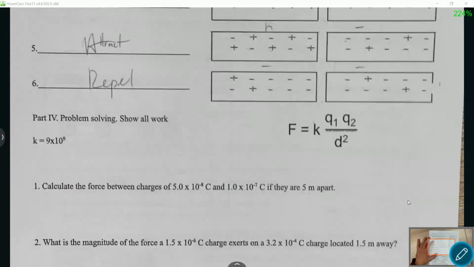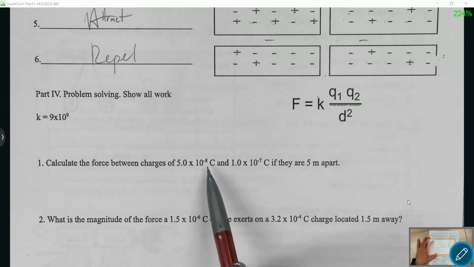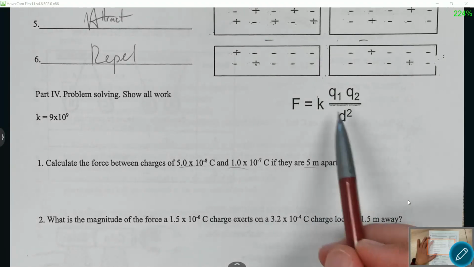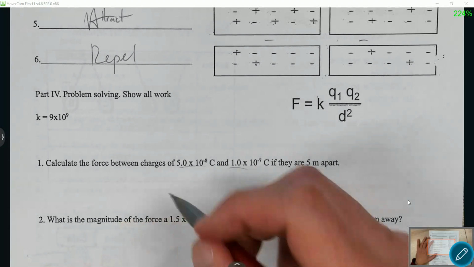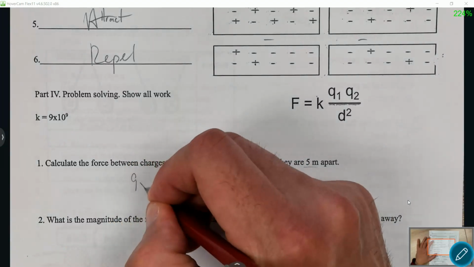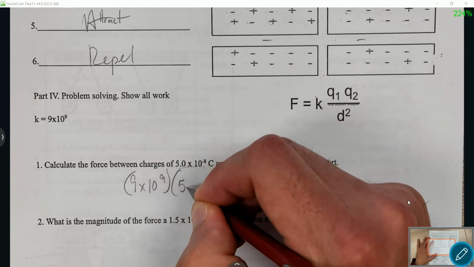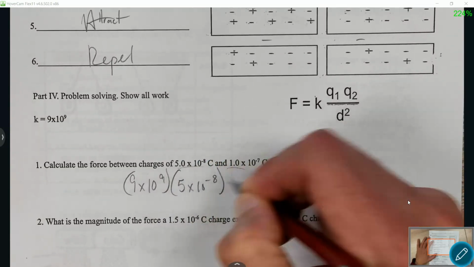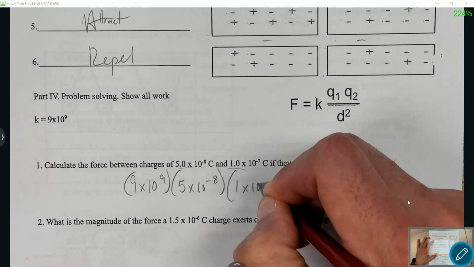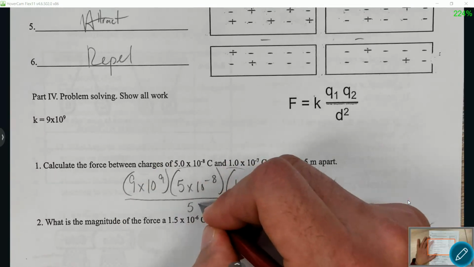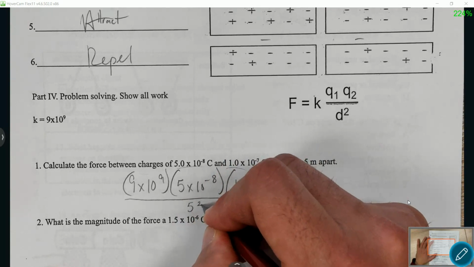Okay, in this one, guys, you literally have your 2 charges. Charge of the first, charge of the second, and then the distance apart. K is over here, 9 times 10 to the 9th. So you will literally just do 9 times 10 to the 9th times the first charge, 5 times 10 to the negative 8, and 1 times 10 to the negative 7th. And then you will divide it by the distance apart squared.